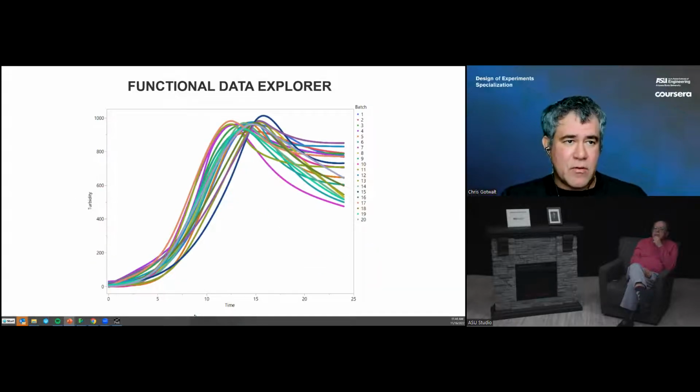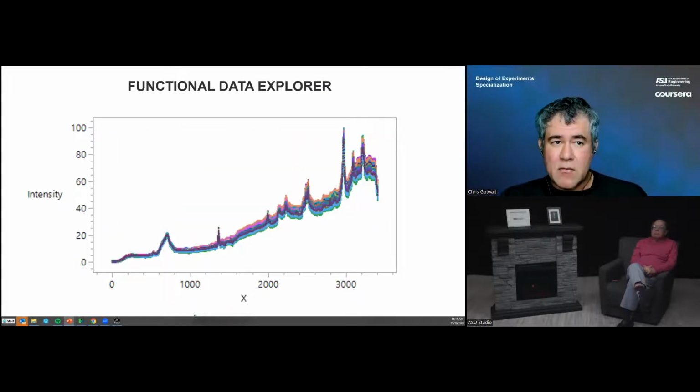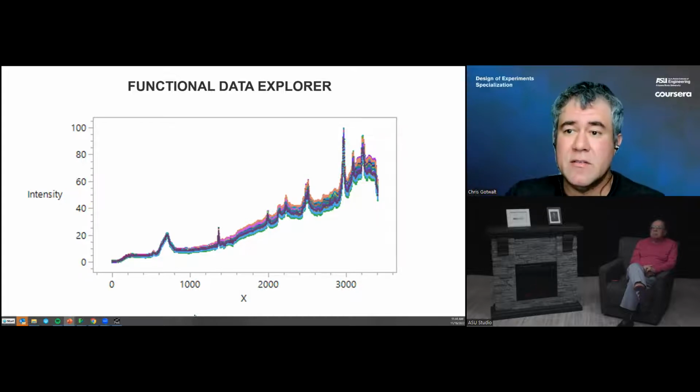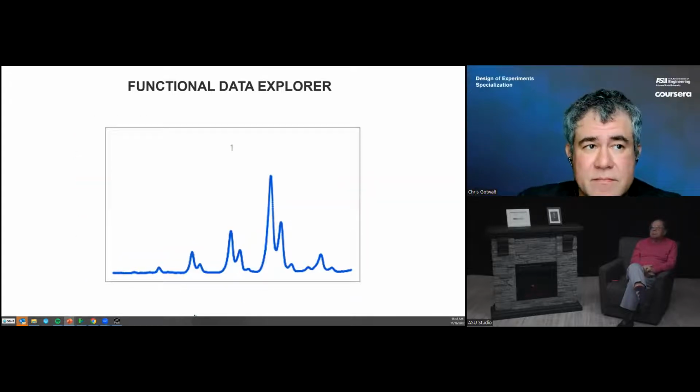Microbial growth curves are a common type of functional data analysis in the biotech industry. Raman spectra are another type of functional data that we've seen a lot of recently in JMP. High performance liquid chromatography is an essential analytical tool in the pharmaceutical production area.